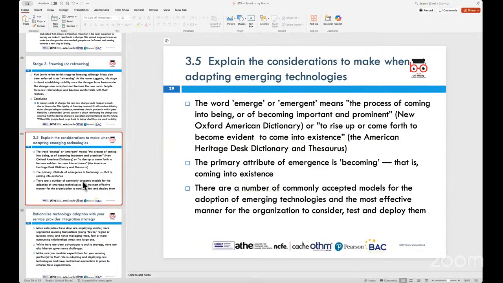So the last part that we want to look at is explaining some of the considerations that companies have to look at when they look at adapting change within the organization.